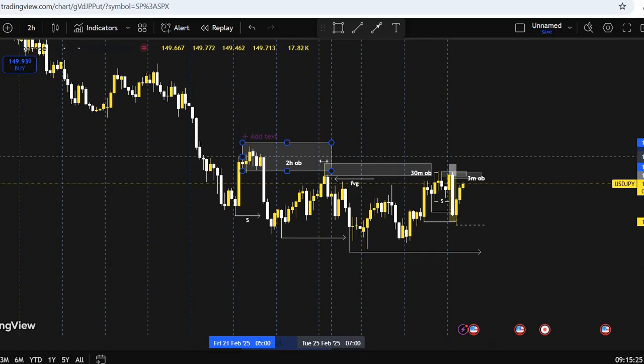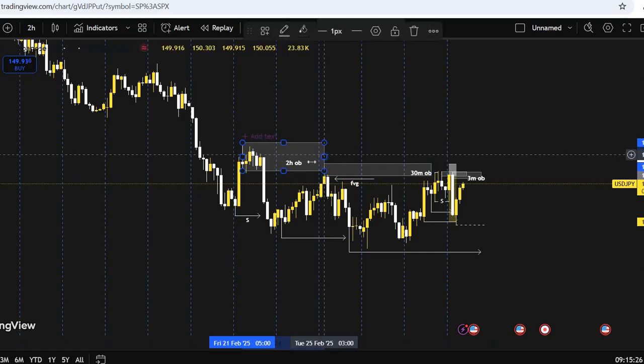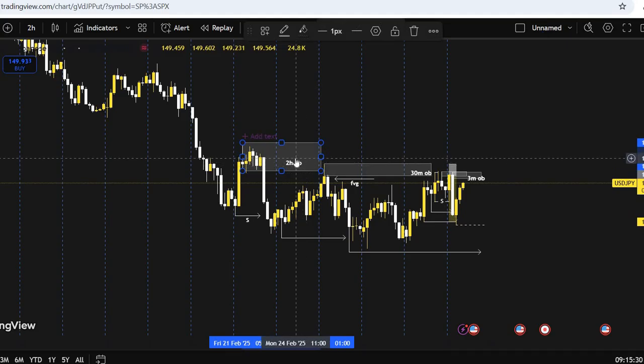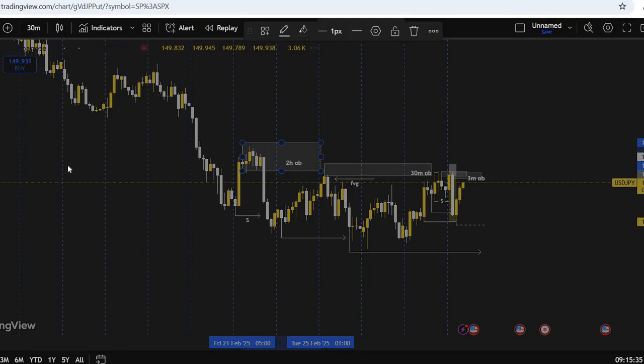And I waited for price to come back there. So you can see right here, price came back and tested the supply zone, right? So from 2 hours, I went down to around 30 minutes, which is the lower time frame for that.